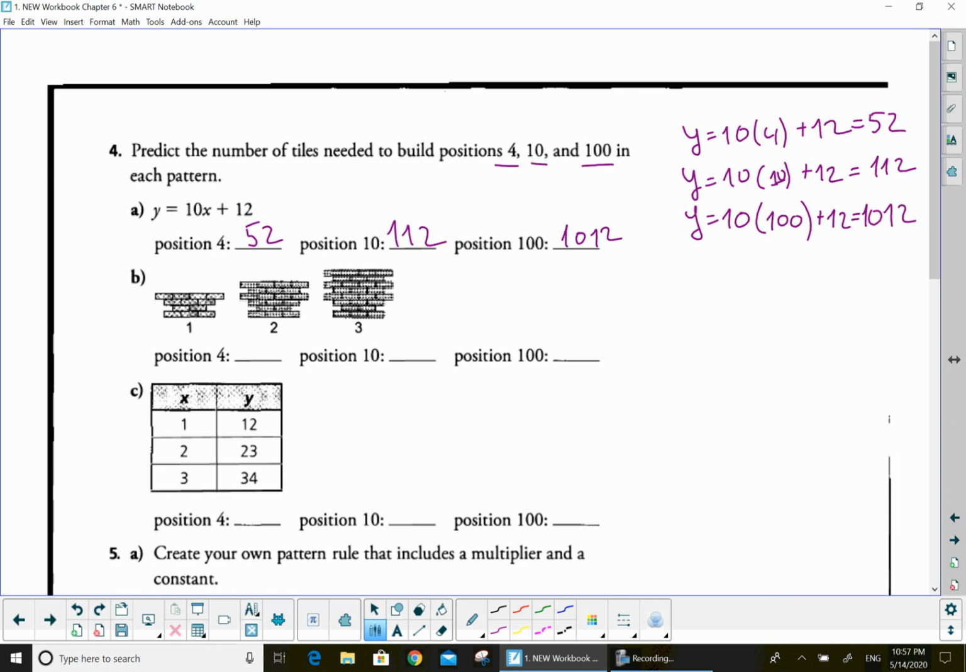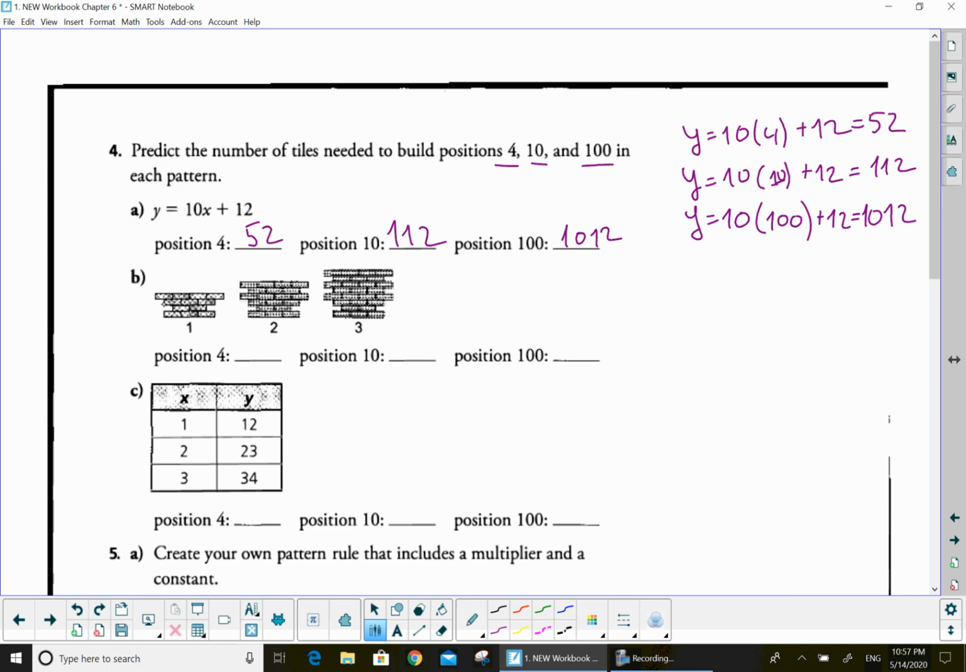So we've seen that in the first one, there's a pattern rule given to us. In the second one, it's a visual representation, so it would be useful to create our pattern rule and then use that to determine the number of tiles in certain positions. And we're going to do the same thing for C because we have a table of values given to us, so we're going to follow the same process.